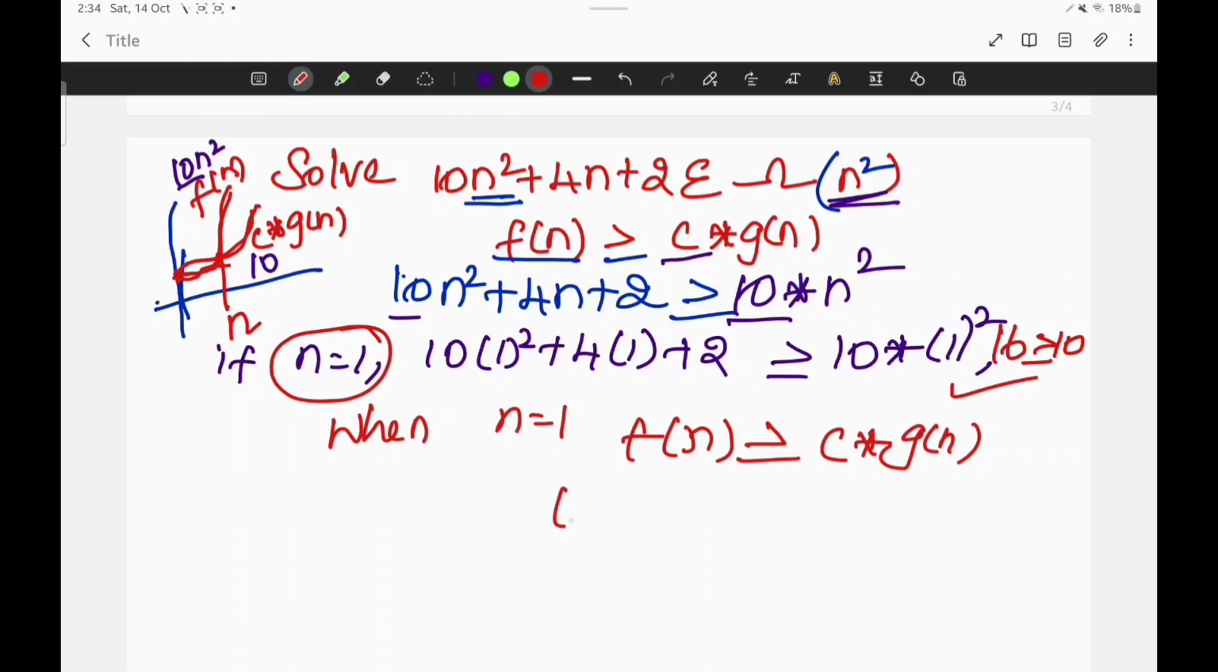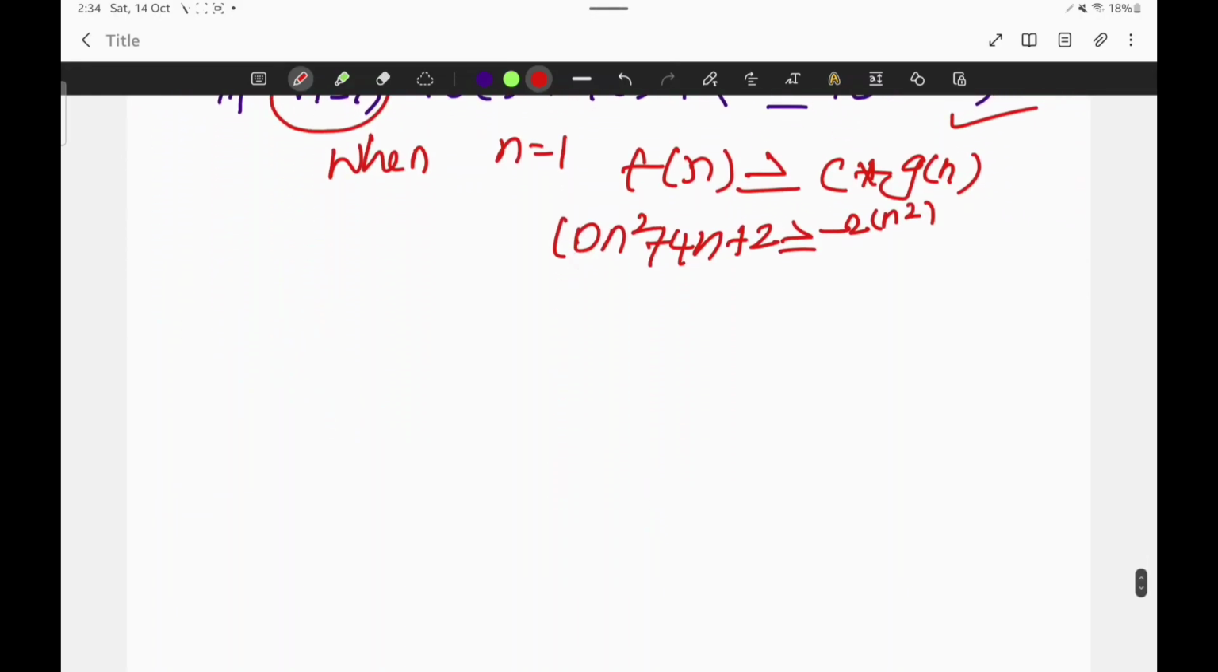If you apply it for n equal to 2 or 3 or any value, this f of n is greater than or equal to c star g of n. That is nothing but omega of n squared. That is the given condition which satisfies the omega asymptotic notation here.